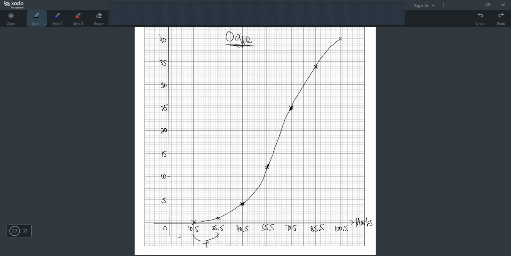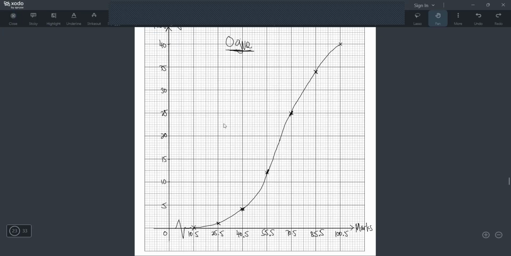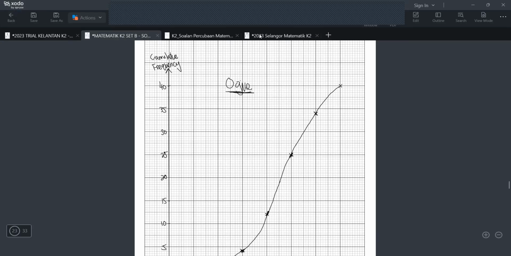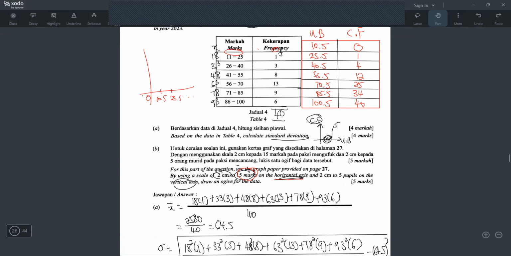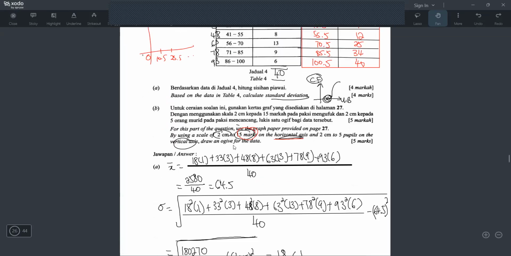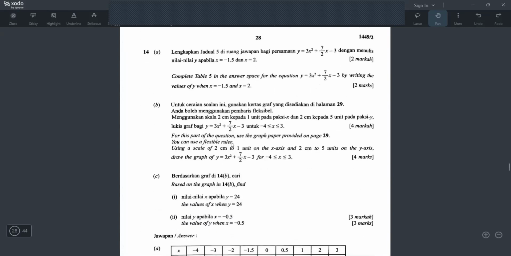You have to draw this symbol. Do you remember? The symbol looks like this, like this, like this, right? So make sure you got letak yang ni lah. Okay, so this is how you get full mark for ogive. Yep. Now we can continue lah. So how many marks? 4 plus 5, 9 marks for this, right? So that's how you get full mark.